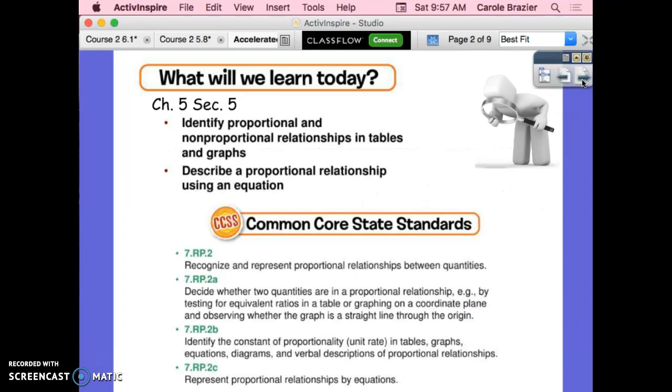In your notes, you need to make sure that you have this objective: identifying proportional and non-proportional relationships in tables and graphs, and describing proportional relationships using an equation. This is a really foundational skill when you get into 8th grade. So make sure you take really good notes, because it will be an expectation that you're prepared for it next year when you enter that pre-algebra class. So pause the video if you need a little extra time writing down the objective, and then move forward.